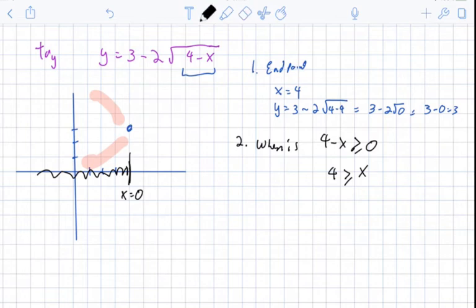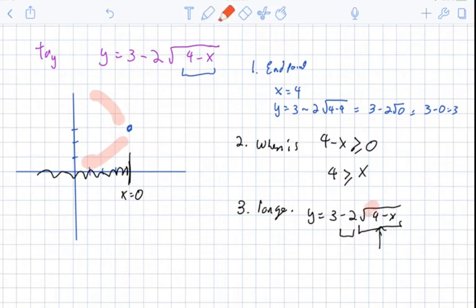Okay. 3. The range. Y is equal to 3 minus 2 times the square root of 4 minus x. This term here is always positive, right? And a positive number times a negative number is a negative number. And so as this thing gets bigger and bigger, y is going to get more and more negative. Hold on. When I say bigger and bigger, it's not quite clear. When x gets farther and farther away from 4, it's going to get more and more negative. Alternatively, you can just look at that minus sign and say, oh, it's this one down here.